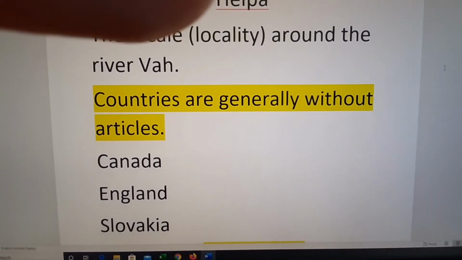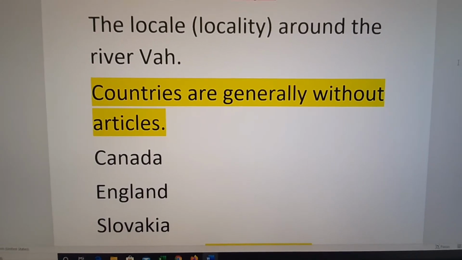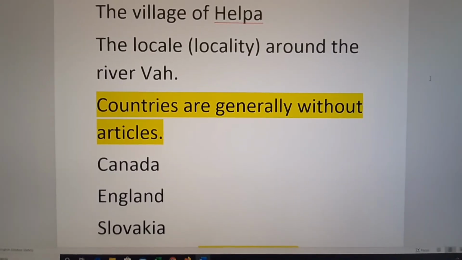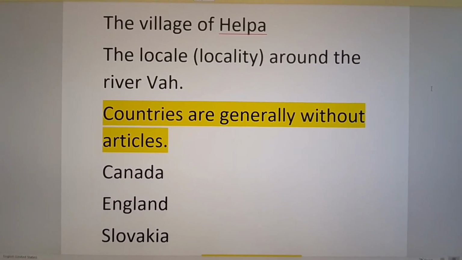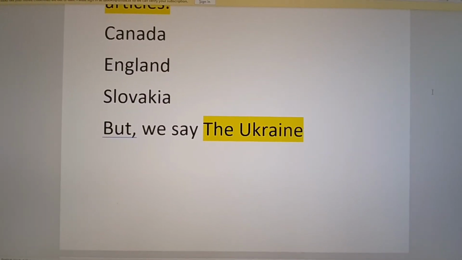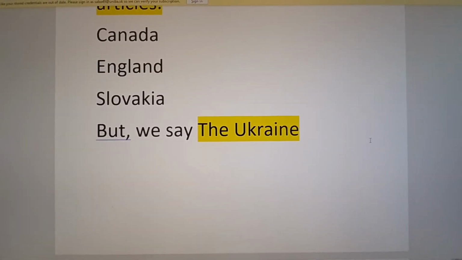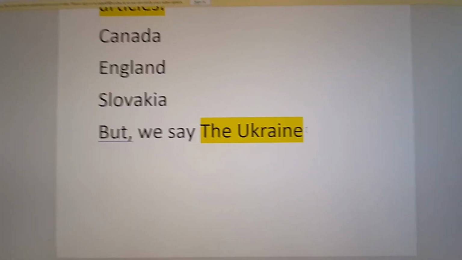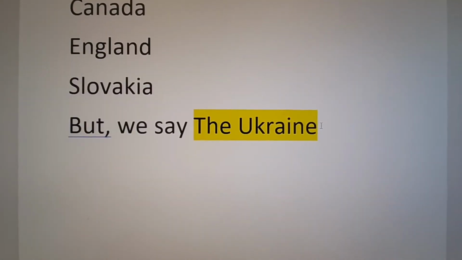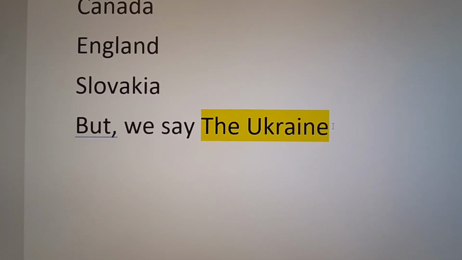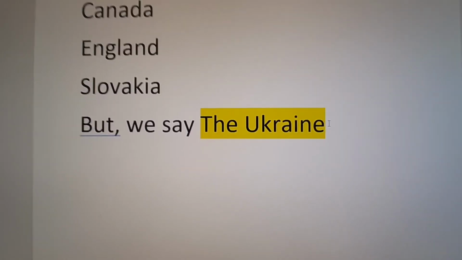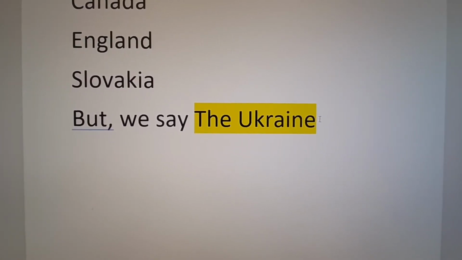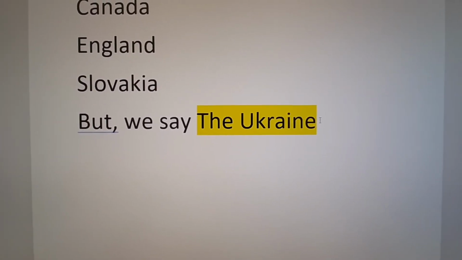Okay, when you're talking about countries, countries are generally without articles. For example, Canada. We don't say the Canada or the England or the Slovakia. But we do have one exception: Ukraine. We always say the Ukraine. So we can say that President Zelensky is from, or he is the president of, the Ukraine. Or I'm going to the Ukraine.